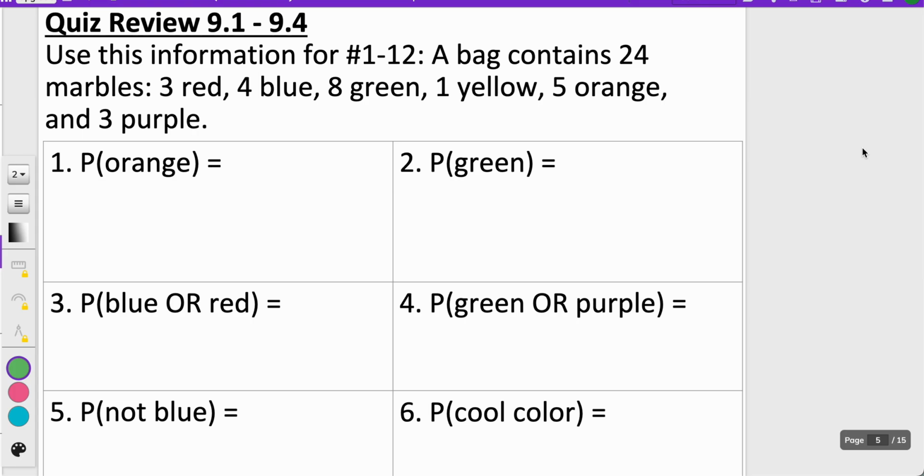We are looking at quiz review for lessons 9.1 through 9.4. So this is all of our probabilities, anywhere from the fundamental counting principle all the way through tree diagrams. So let's go ahead and get started.